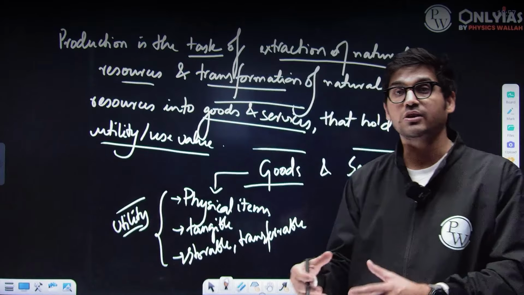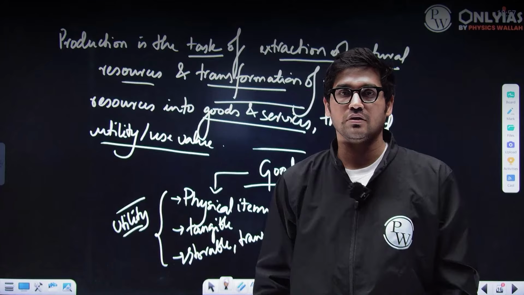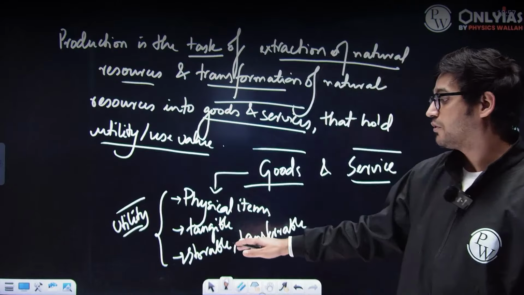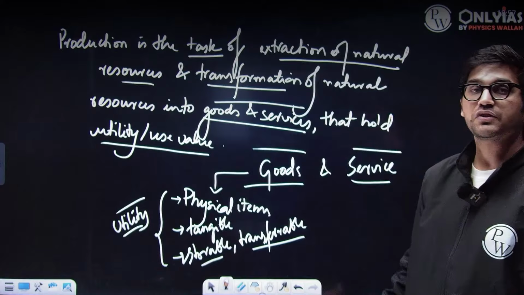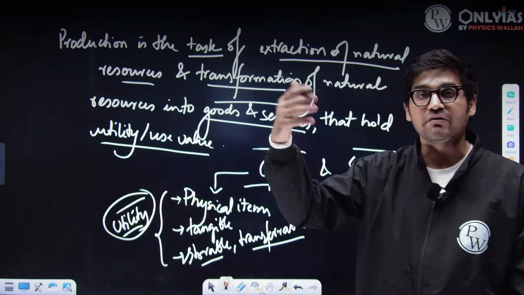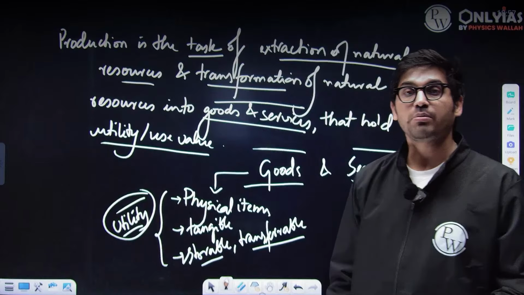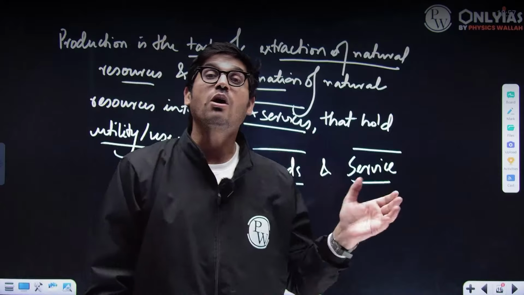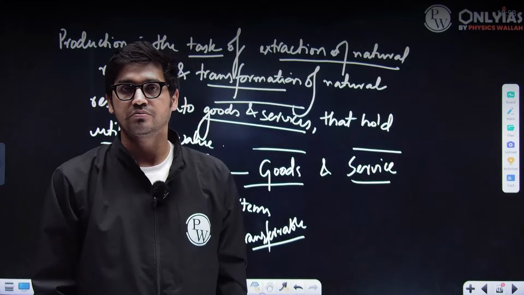This is how you define goods. Goods are physical items, tangible items, therefore storable, transferable, and these items carry use value or utility for others. For example, jackets are goods. In our example, locker is a good.